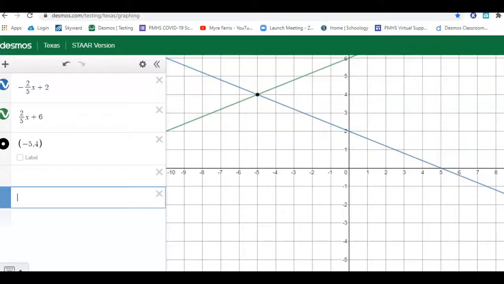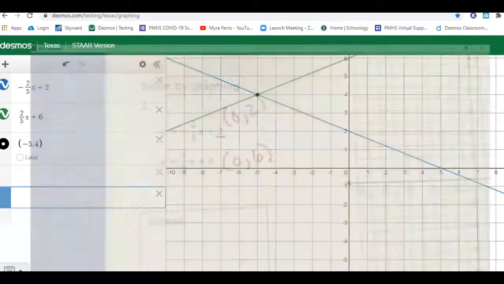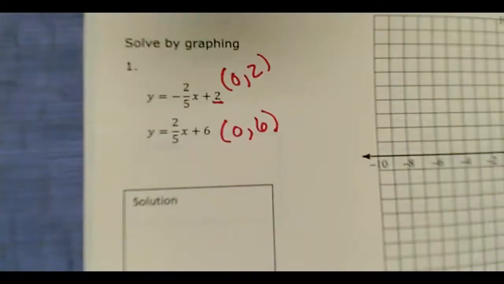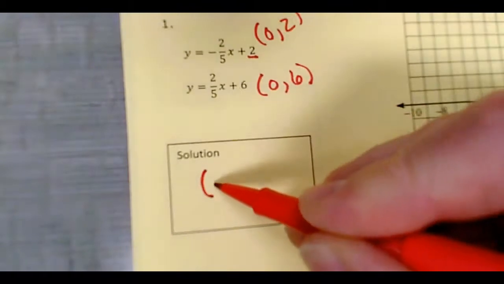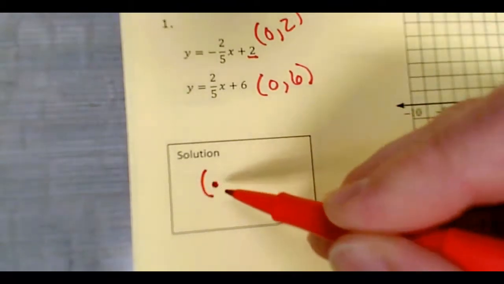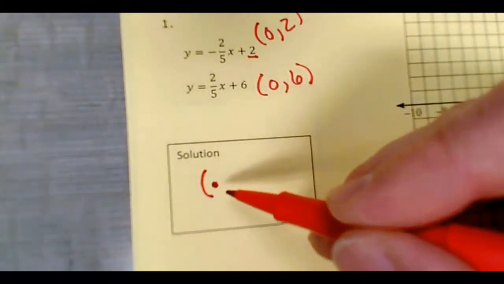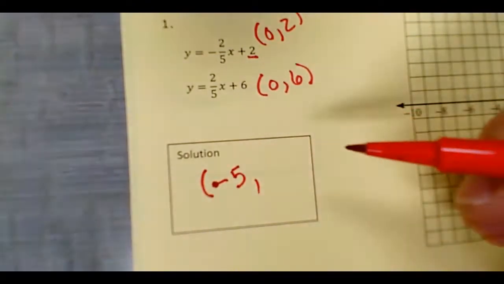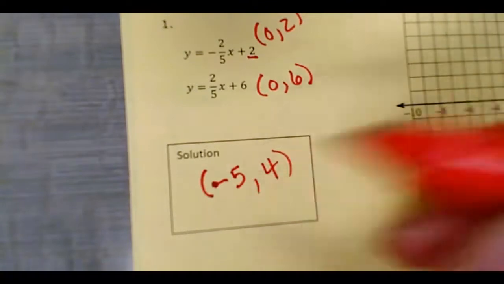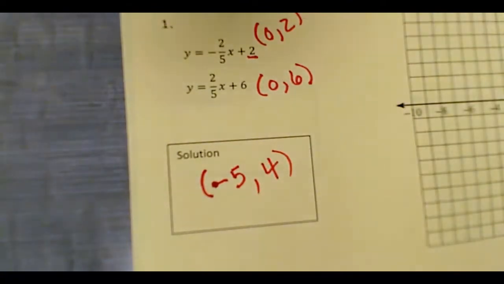But we have, where was the intersection point? Where was it? Where was the intersection point? Answer me. 4. Thank you. And that is the intersection point.